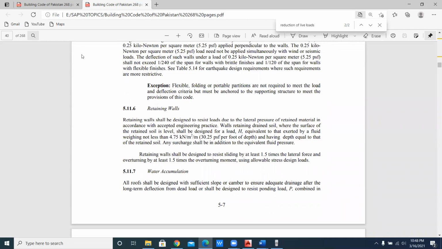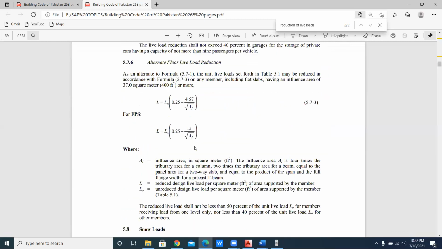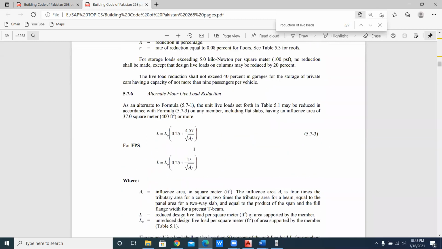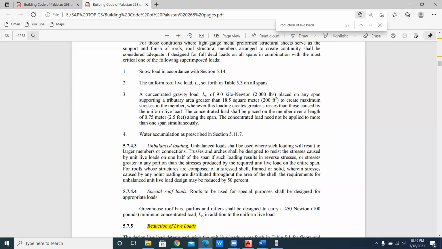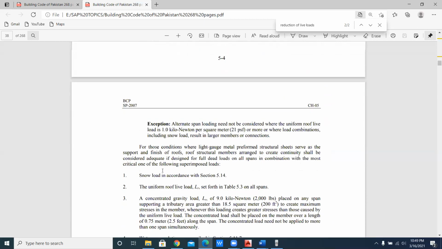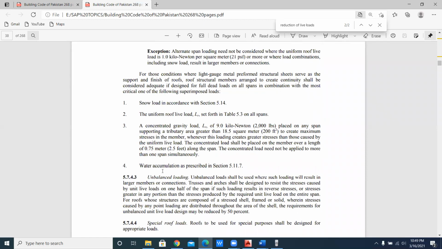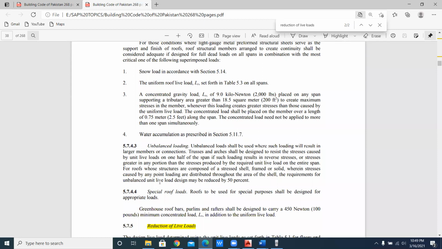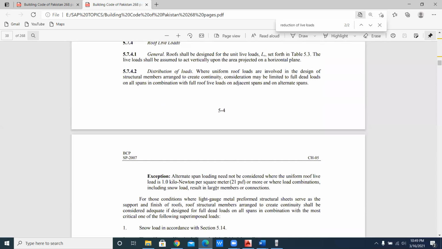So UBC code is normally followed because of ACI. We follow ACI and UBC code both. So snow load here, wind load here. So here you will see that if we open this one, 5-4, this one. Yes, go open here. I think so. We have to follow this.